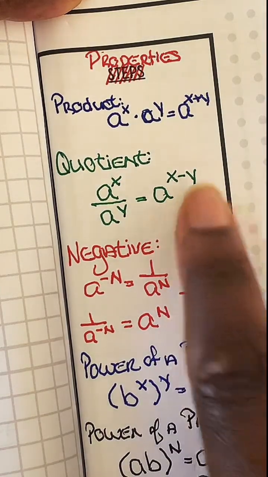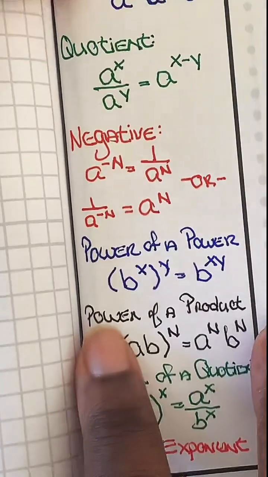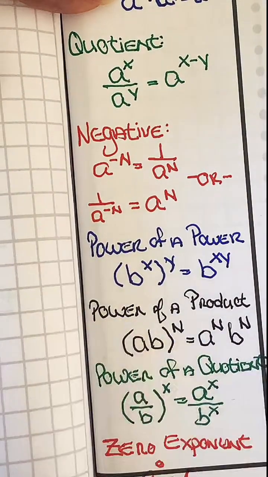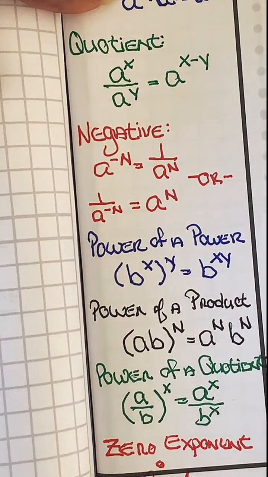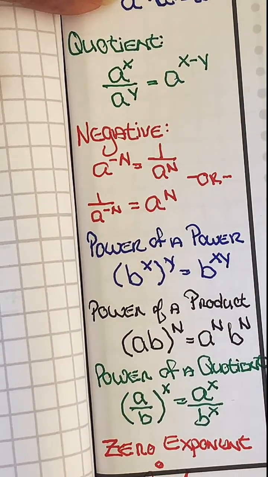But what happens if you subtract and you get a negative exponent? Well, you can't just leave it. We all like to have our exponents be positive.